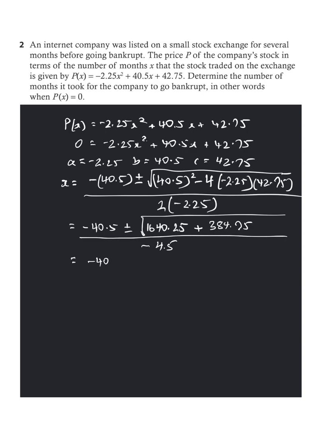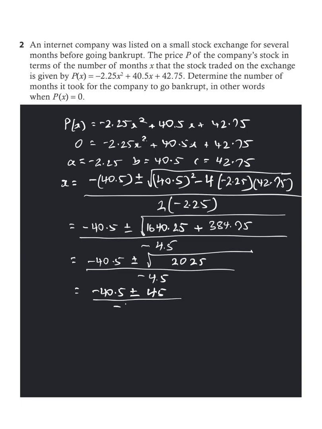Okay, so that's minus 40.5 plus or minus the square root, just add those numbers up, of 2025, all divided by minus 4.5. That's going to be minus 40.5 plus or minus 45, divided by minus 4.5. And we find our two solutions. Therefore, x equals minus 1 and 19.